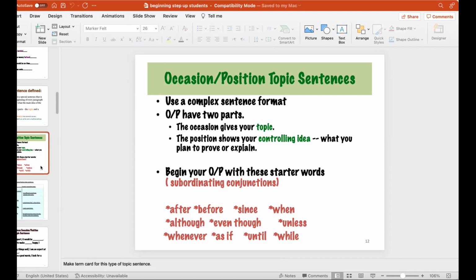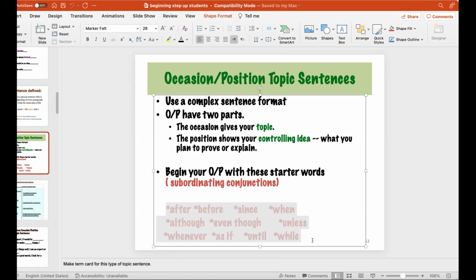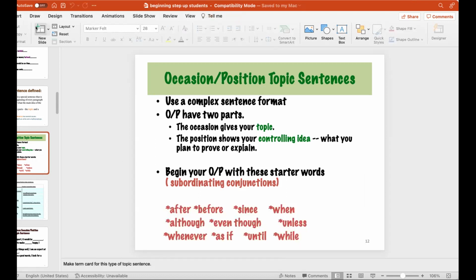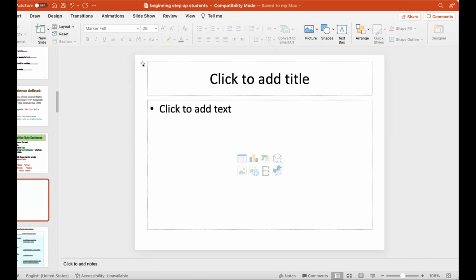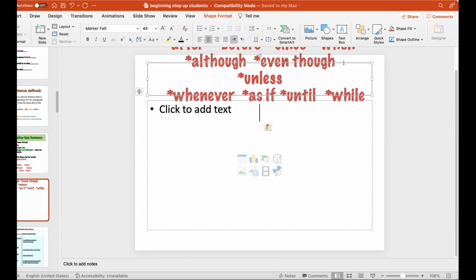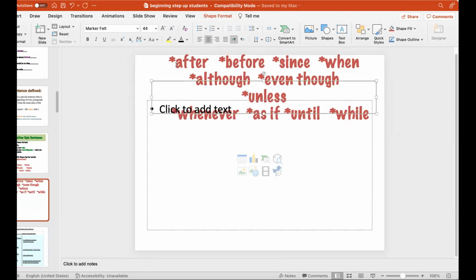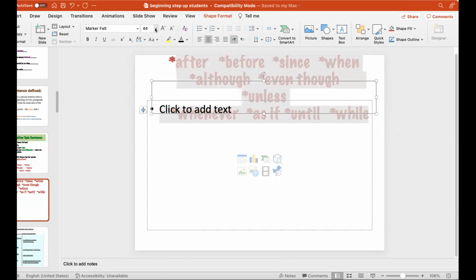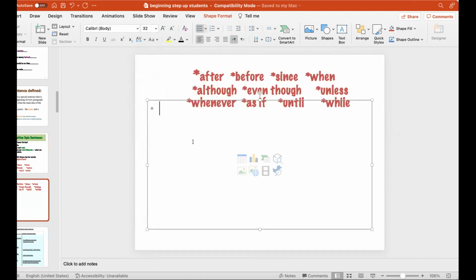Okay, we're going to play with this a little because it's no good me just talking at you. Okay, these are going to be our subordinating conjunctions. I'm going to make them a little bit smaller. Okay, so now what we're going to do is you guys are going to each pick a topic. It's something that you know a lot about, something that you've read, something that you're an expert in. I chose my puppy. But you're going to pick a topic.